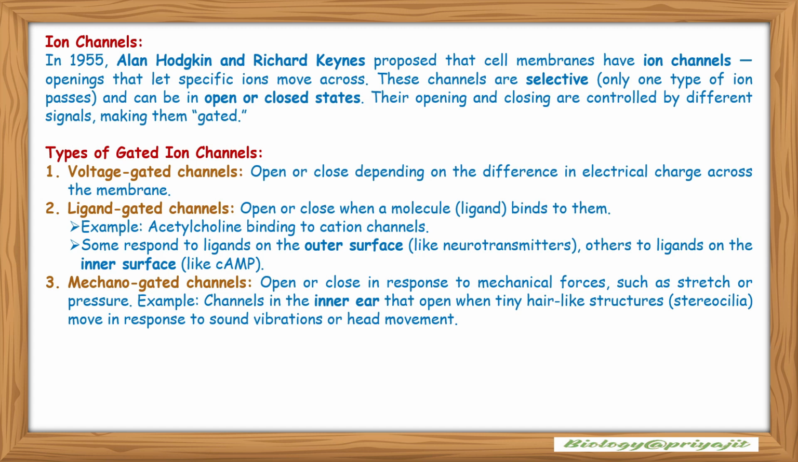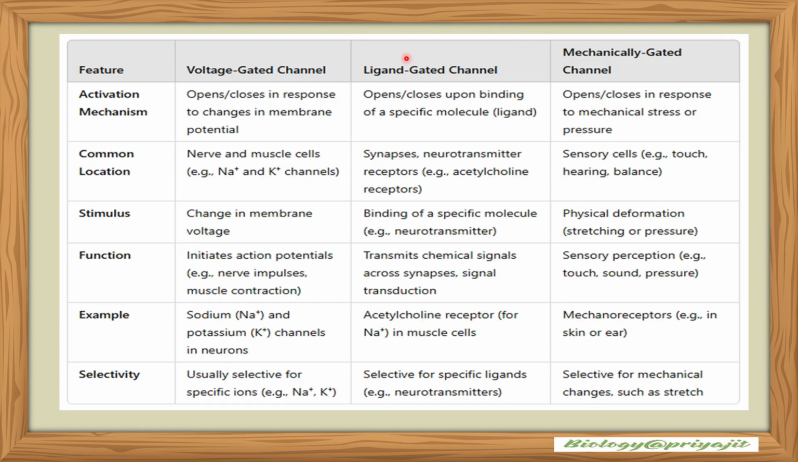Examples include channels in the inner ear that open when tiny hair-like structures, or stereocilia, move in response to sound vibration or head movement. This is the image showing the table of differences between the voltage-gated channel, ligand-gated channel, and mechanically gated channel.